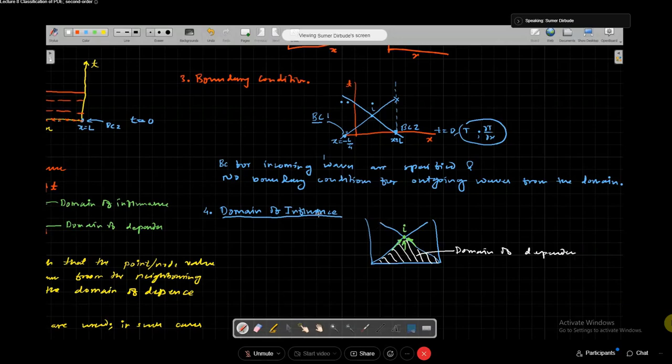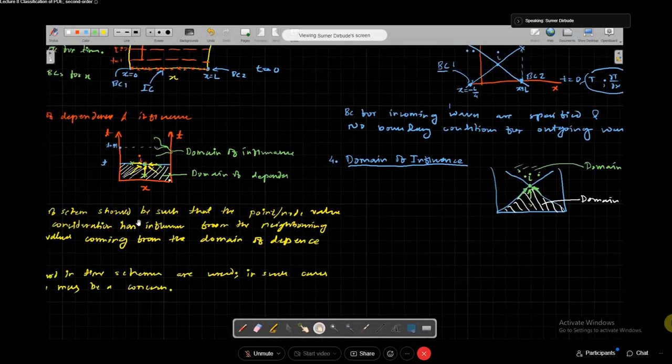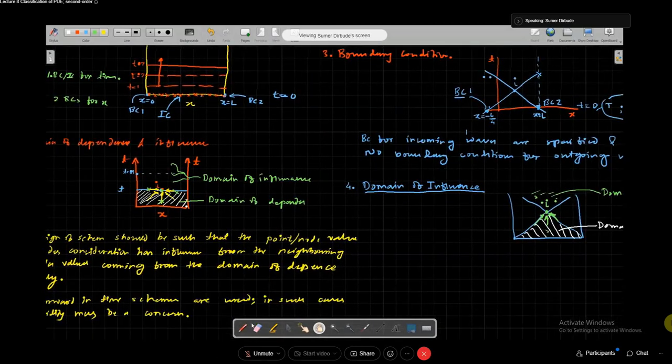And the other region outside this is the domain of influence. This region is the domain of influence. Okay, so any value at I will affect any value at this point, but the value at I is only affected by the values coming from this region. So if you are designing any scheme, you have to make sure that the contributing neighbors come from this domain of dependence. The same thing here: domain of influence and domain of dependence.